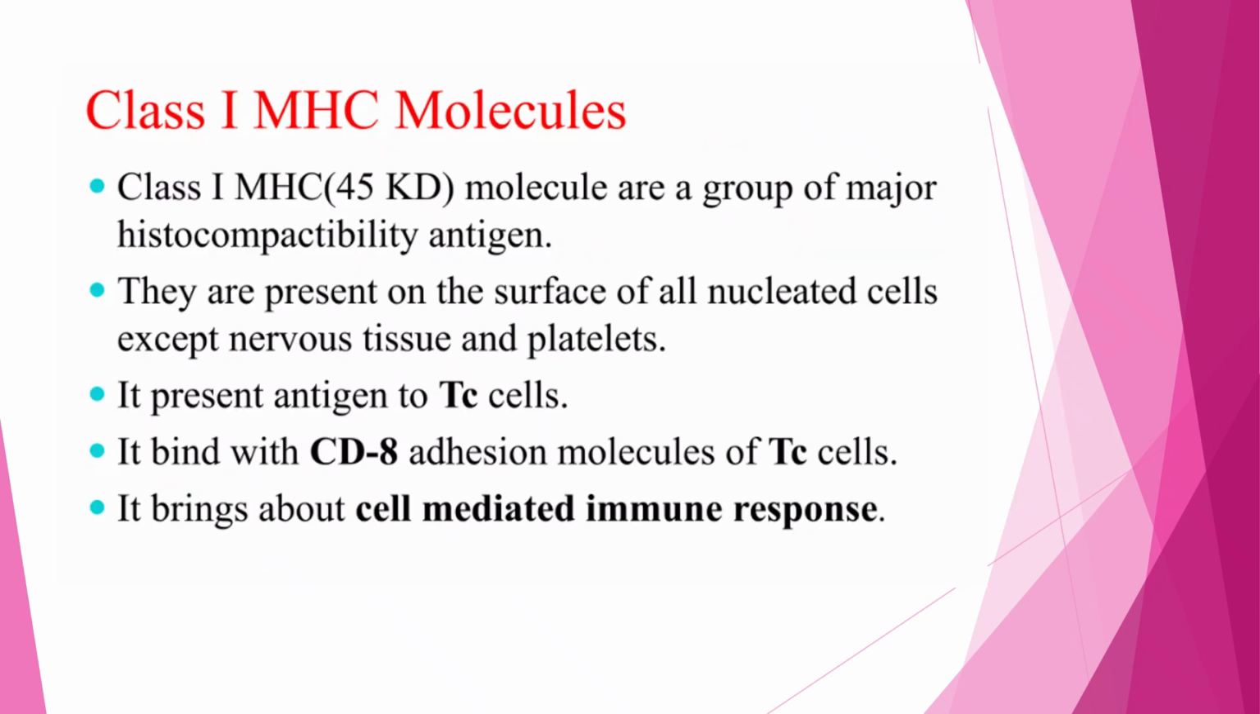So coming to the class 1 MHCs. Class 1 MHC molecules have a molecular weight of 45 kilodalton. They are present on the surface of all nucleated cells except nervous tissue and platelets. You cannot find class 1 MHC there. As I already said, class 1 MHC molecules will present the antigen to TC cells, meaning T cytotoxic cells. T cytotoxic cells mainly consist of CD8 protein. These CD8 proteins will be attached with this antigen and they will bring about cell-mediated immunity.